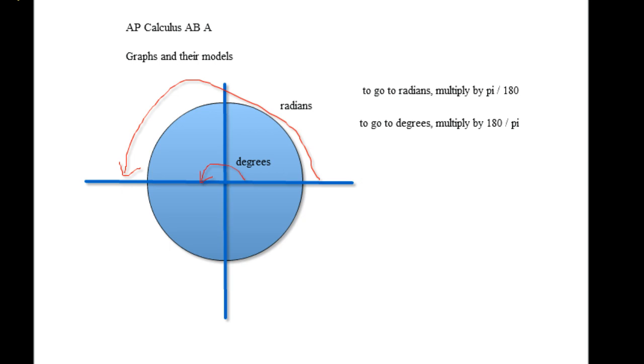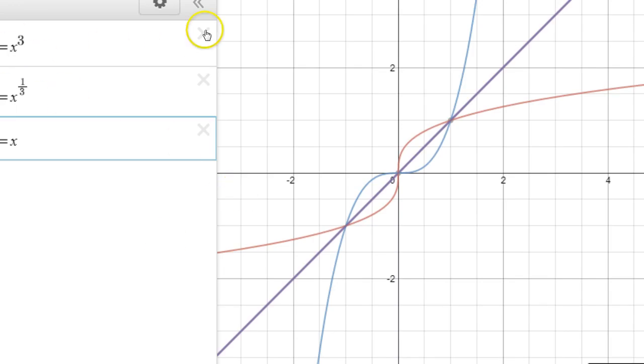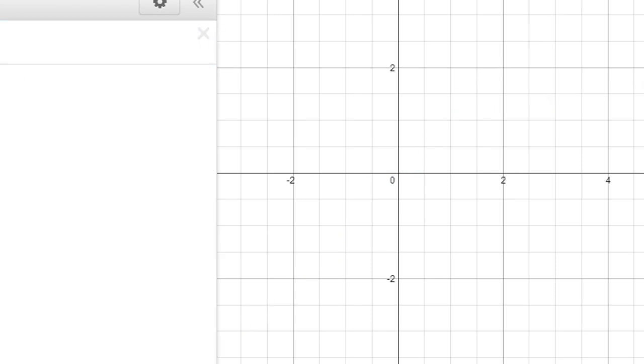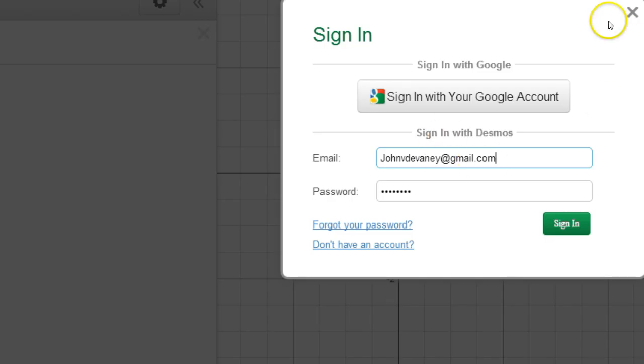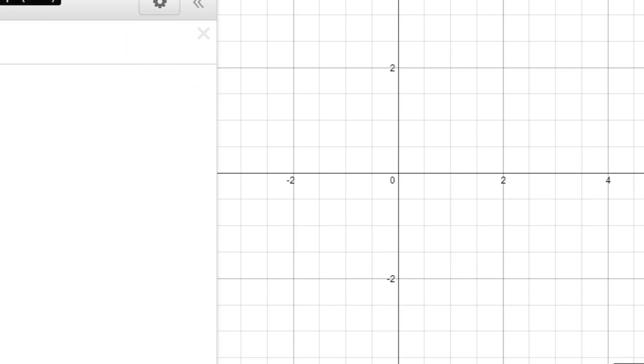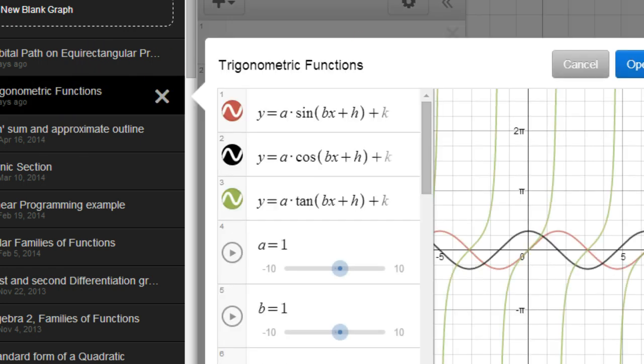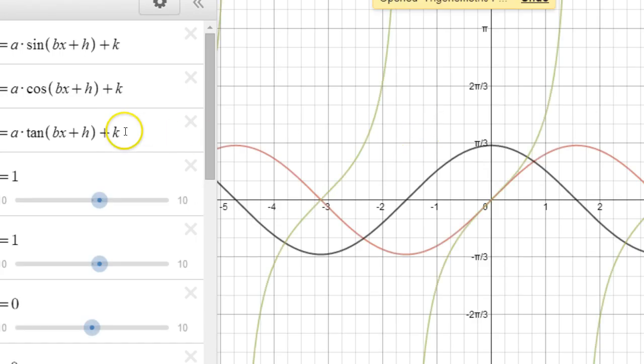Let me get to Desmos, our good old buddy. Okay, as you can see, I'm using the same template that I was using before. I'll sign in. I don't know why it always signs me out. That's weird. Okay, and we will go to trig functions, open. You guys are pretty much seeing behind the curtain. Okay, but graphs of trig functions.